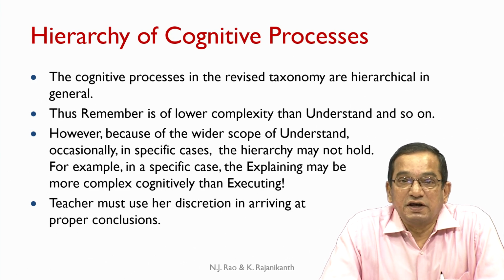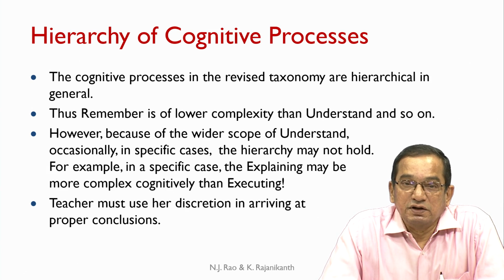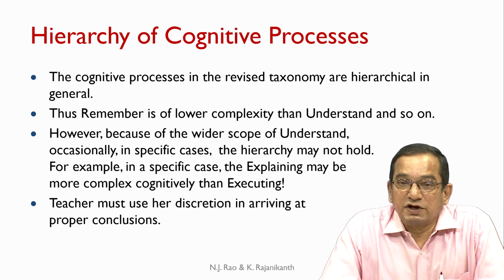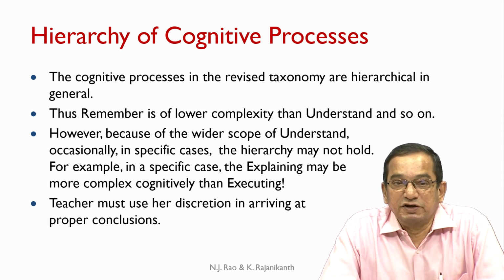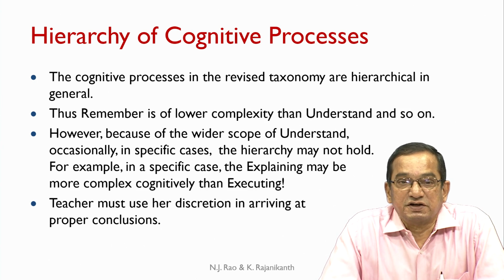When we look at the hierarchy of the cognitive processes, the original Bloom's taxonomy assumed that all the 6 categories were strictly hierarchical. The cognitive processes in the revised taxonomy are also hierarchical in general. Thus, remember is of lower complexity than understand, which in turn is of lower complexity than apply, and so on. Create is the cognitive process of highest complexity. Thus, the 6 cognitive processes are hierarchical in general.